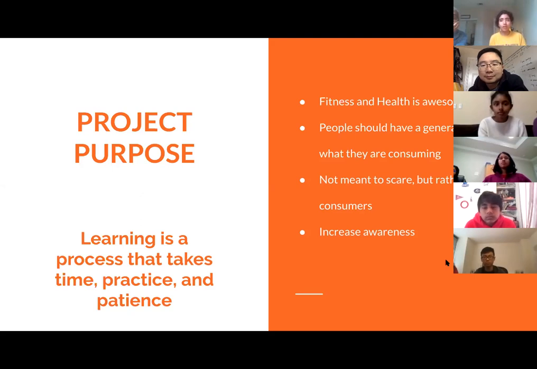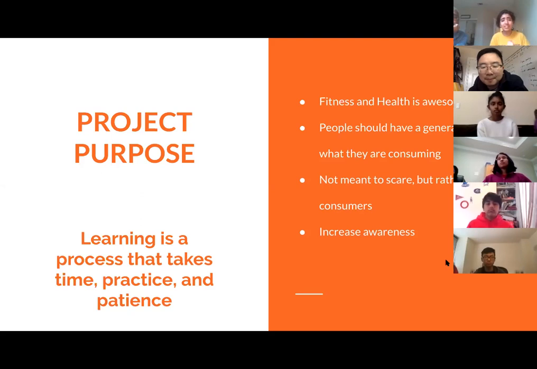So I thought, why not create a product that can read the ingredient list and inform people of what they're eating? So this product is not meant to scare people, but rather inform consumers of what they're putting into their body. And based off of our recommendation, they can make the decision of whether or not they want to consume that food. And this increases awareness and helps people understand what they're putting into their bodies.